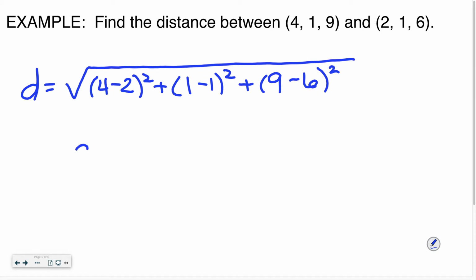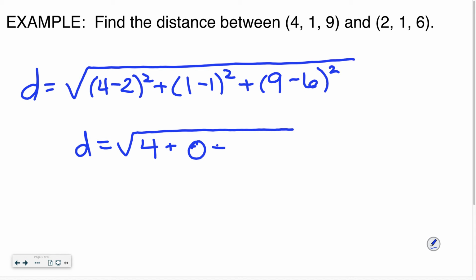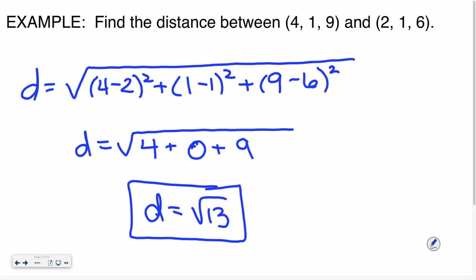Okay. All right, 4 minus 2, the quantity squared. 1 minus 1, the quantity squared, 0. 9 minus 6, the quantity squared. So our distance is radical 13, and that's how I want you to leave it. If it's a radical that can be reduced, please reduce it, but please leave it in radical form.